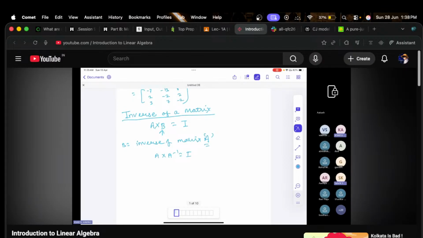I repeat, an identity matrix is a matrix having non-zero elements only on the main diagonal, and all other elements are zero, and the non-zero elements are one itself, okay? So for example, I2 was 1 0 0 1, I3 was 1 0 0 0 1 0 0 0 1, right? So identity matrix will be having 1 on the main diagonal and all other elements will be 0, okay? Any questions so far?